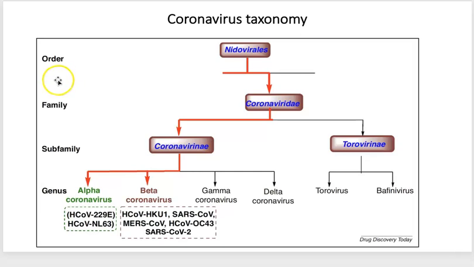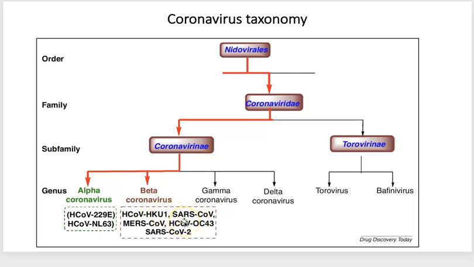This slide overviews coronavirus taxonomy, and I'll start here at the genus level. There are 4 different genera of coronavirus, and alpha, beta, gamma, and delta are their specific designations. SARS-CoV-2 falls into the beta coronavirus genus, along with HKU1 and OC43.